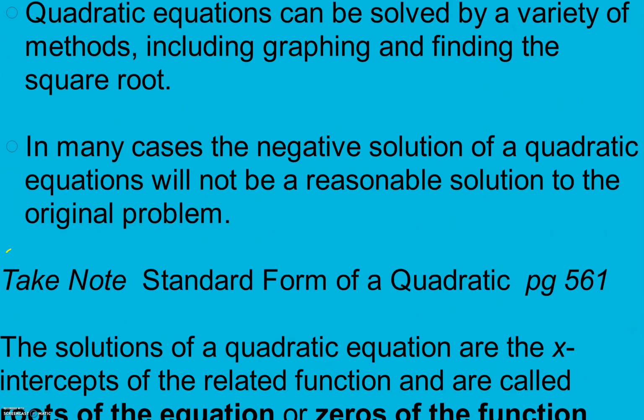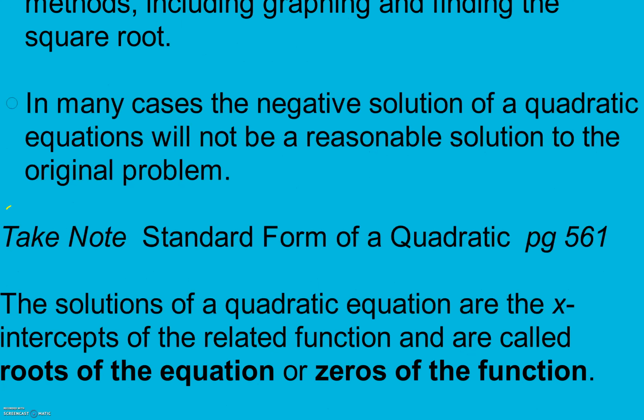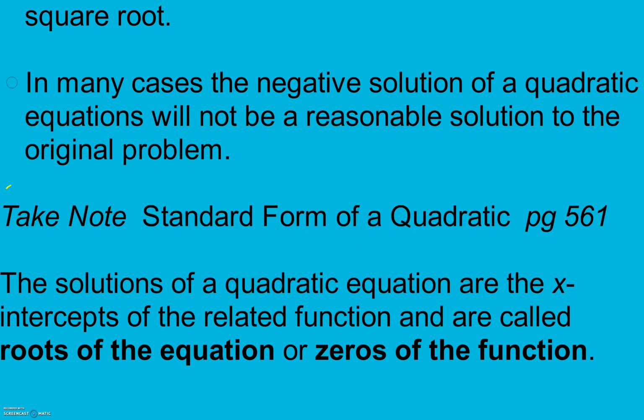If you look at the note on page 561, it talks about the standard form of a quadratic function, which we've talked about before. In standard form, we have to have our highest exponent first. So here in quadratics, it'll be x squared first. So we'll have ax squared plus bx plus c. The solutions of a quadratic equation are the x-intercepts of the related function and are called the roots of the equation or zeros of the function.